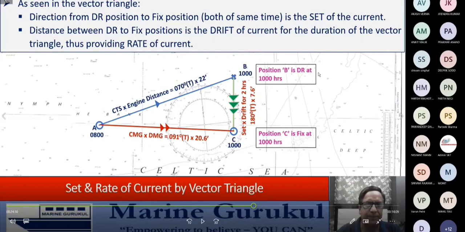So is this concept clear, beta? DR to fix is the set and rate of the current. Yes, sir. Okay, very good. Clear, sir. Okay, beta, very good. Let's proceed ahead.